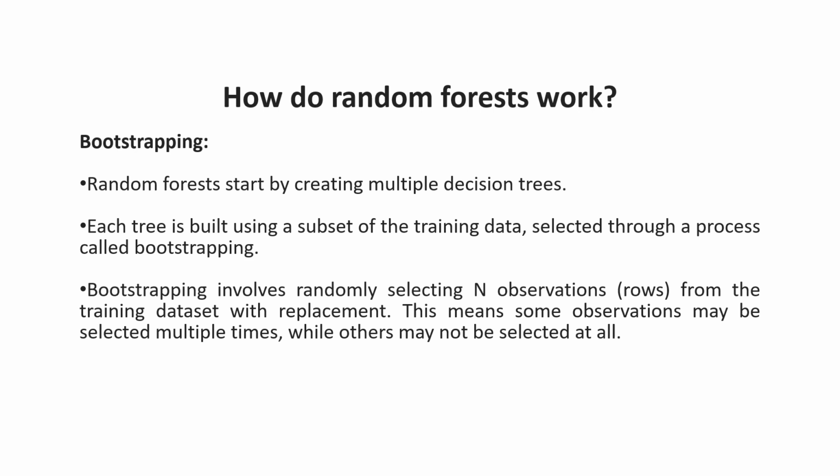Each tree is built using a subset of training data selected through the process called bootstrapping. Bootstrapping involves randomly selecting n observations, that is rows, from the training data set with replacement. This means some observations may be selected multiple times while others may not be selected at all.